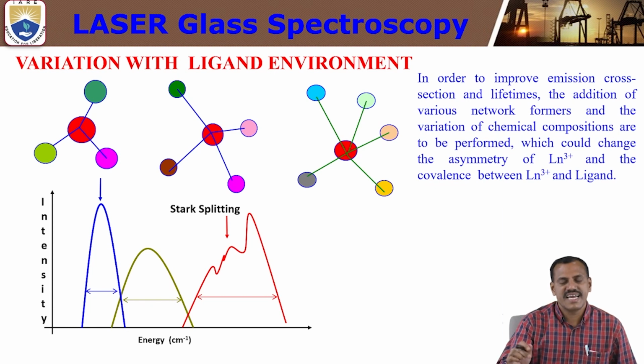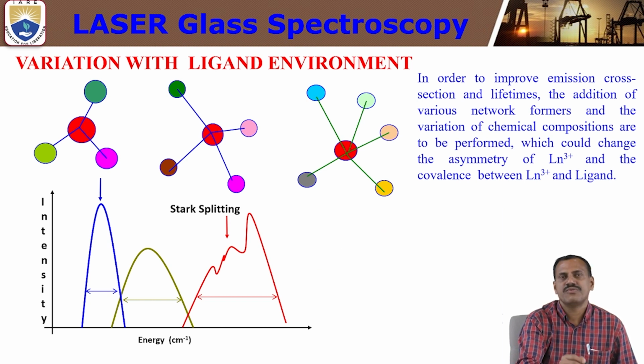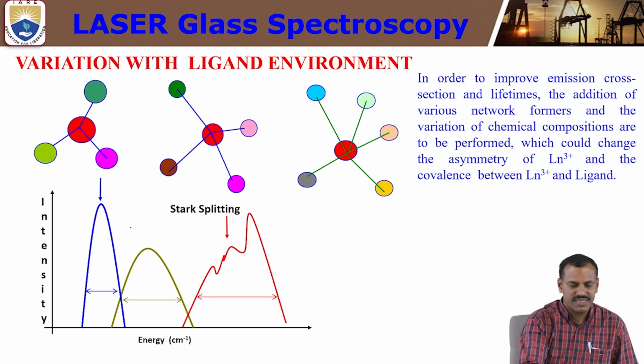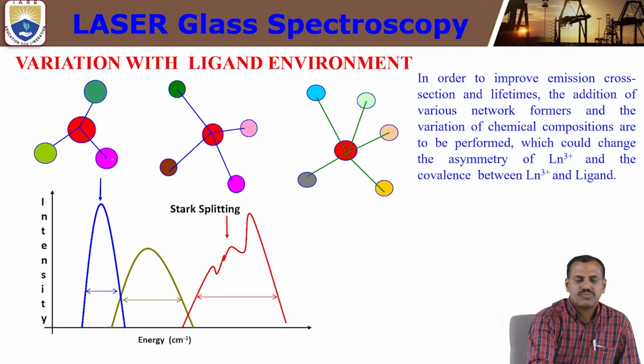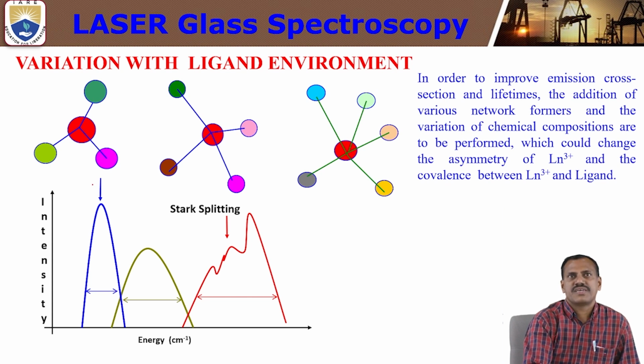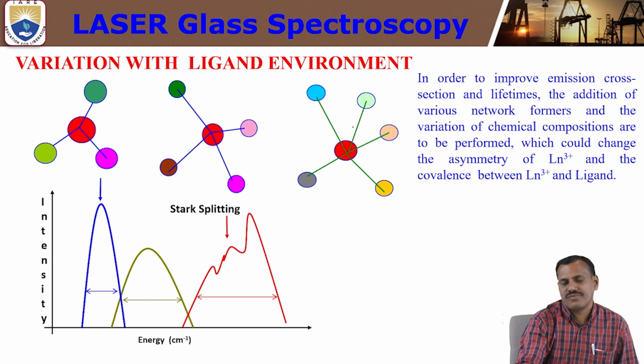Next, variation with ligand environment. Previously it was bond nature, next is variation with ligand environment. In the previous case we added only one ligand. Now see how the emission peak behaves when different kinds of ligands are added to the lanthanide doped material. First, you see that when only 3 types of ligands are added to the lanthanide ions, you get only a single sharp intense peak. If you add 4 kinds of ligands, we can see a broader nature. If you add more ligands, each and every emission peak will split.